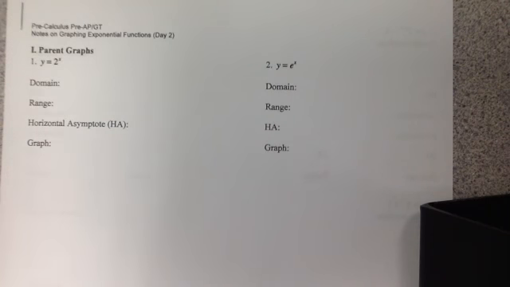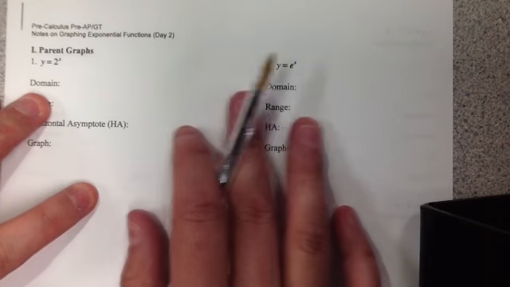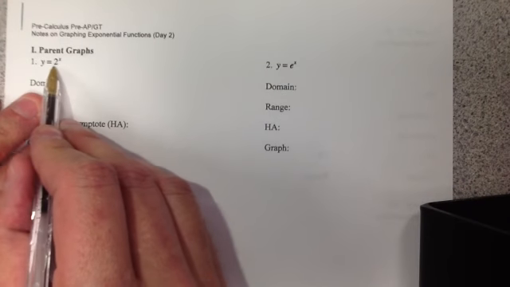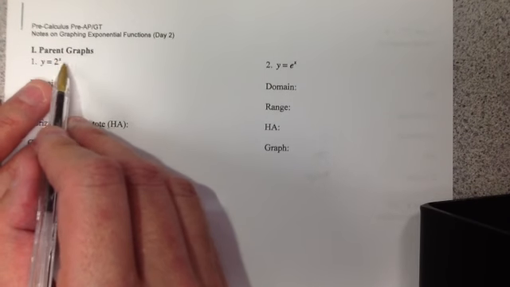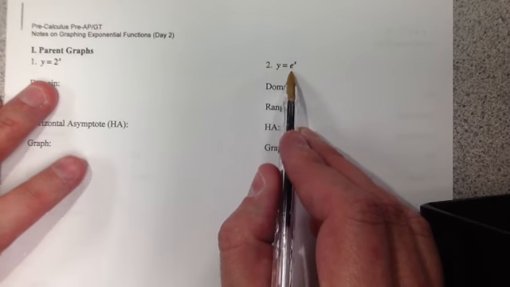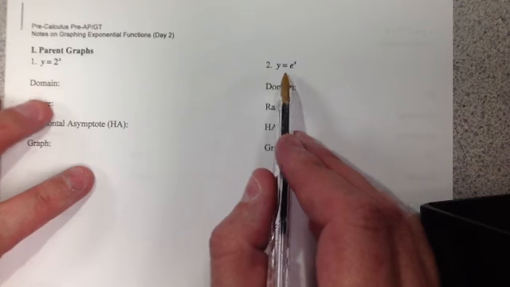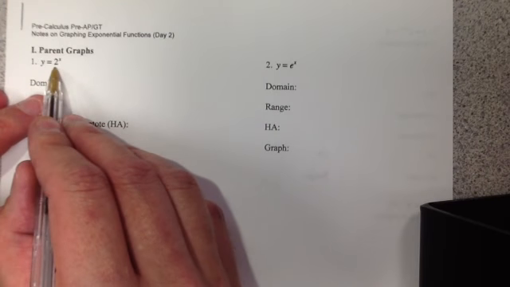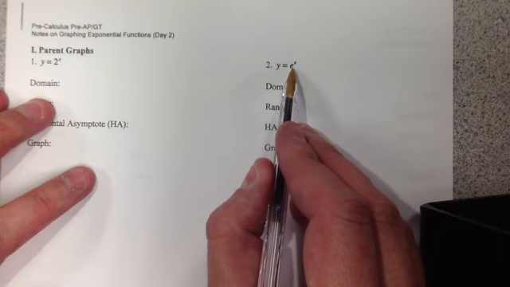Today we're going to be looking at graphing exponential functions. Now there are two basic types of exponential functions. You have the normal base, like base 2, base 3, base 4, and then you have the exponential base, e to the x. Now they're both graphed the same way, they just have different bases. For example, here the base is 2, here we're in base e.